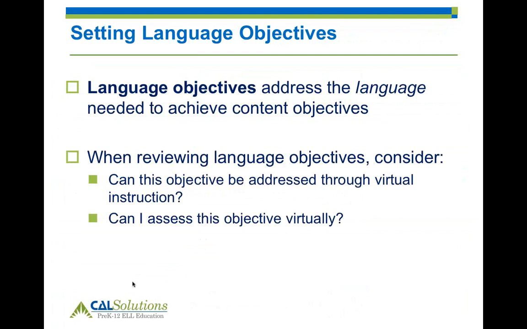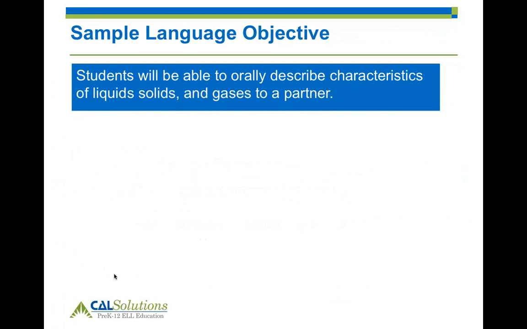And on the next slide, I just want to give an example of a language objective. You can think about this as for an upper elementary school science content area. I might say that students will be able to orally describe characteristics of liquids, solids, and gases to a partner. So there I have speaking skills, oral description within the domain of science, and interpersonal communication through partner work that's embedded within this language objective.